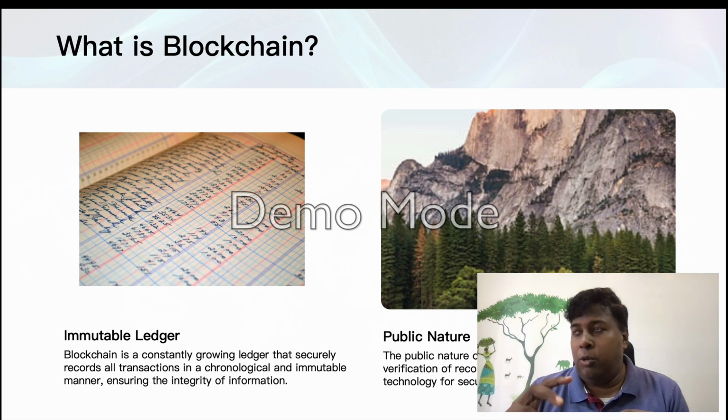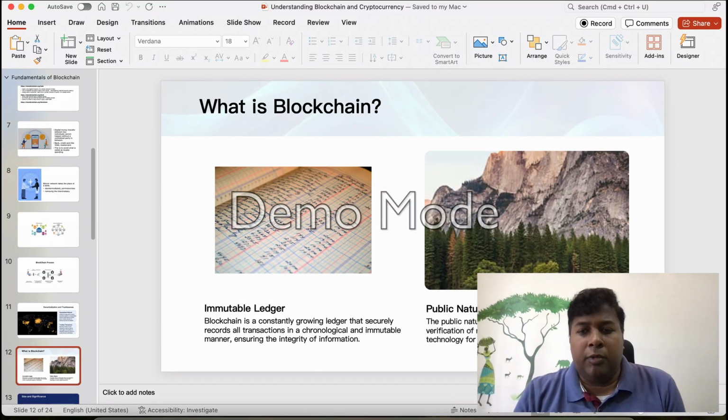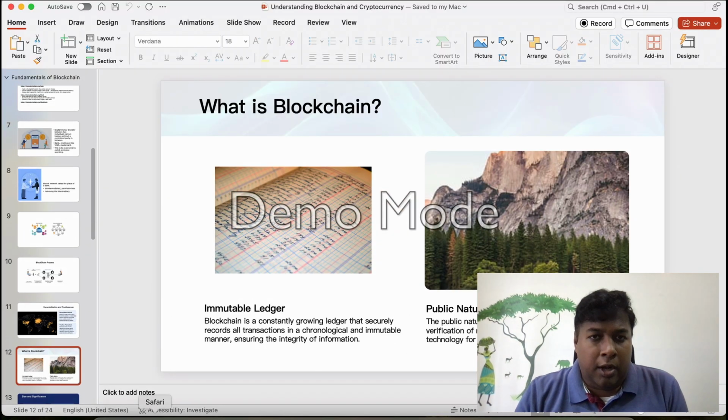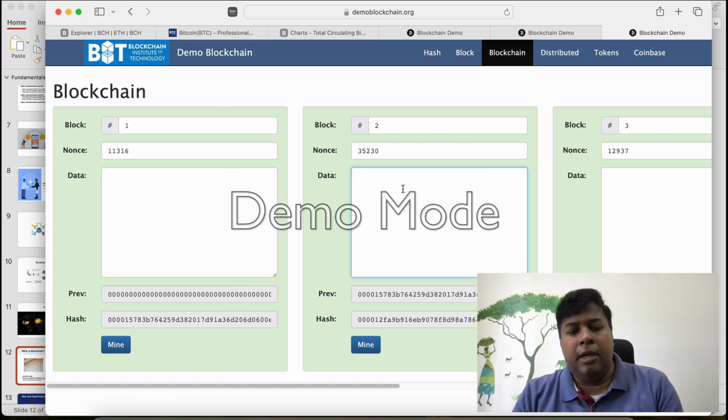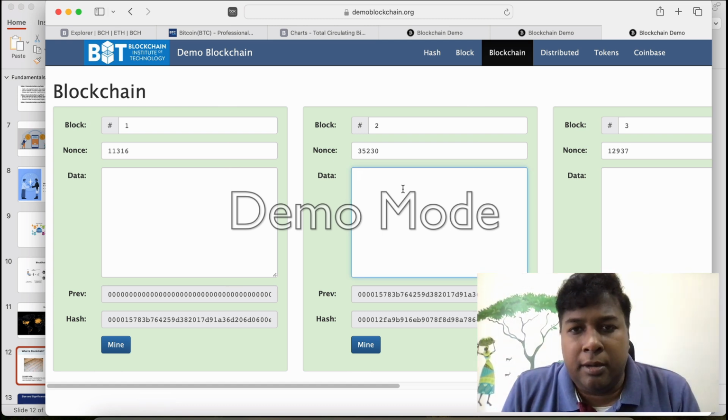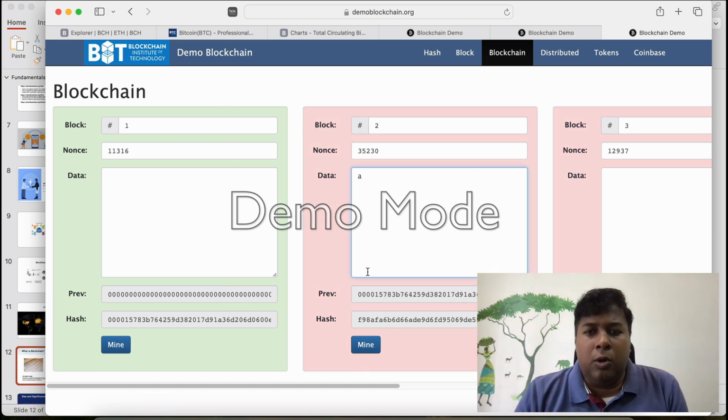The data that is put into blocks is immutable. See, let's say somebody goes and tries to tamper with this data, like putting an A. You see, the whole chain is broken now, right? Not only this block breaks, this one also is broken. Why? Because the hash has changed. It's not 4 leading zeros anymore. So you need to mine it.